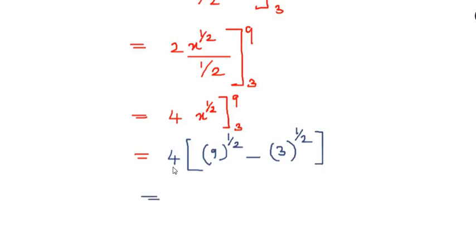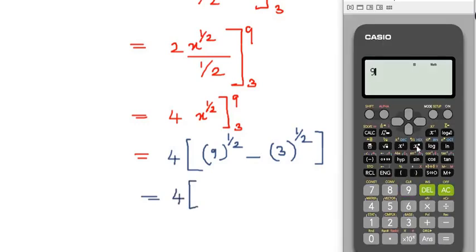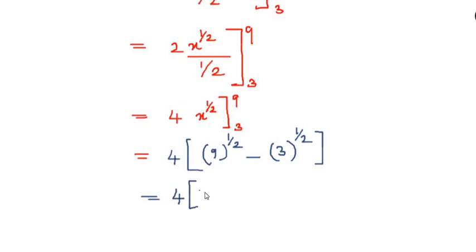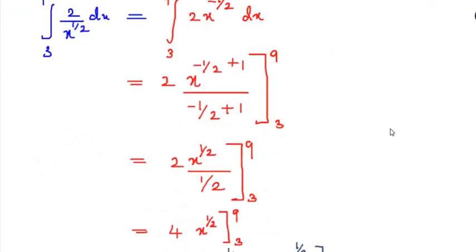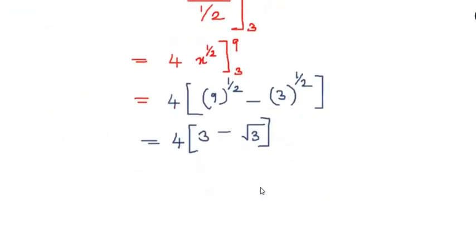So let us see what we will get. We'll keep the 4 the same way, and let us check for 9 what we get. 9 to the power of half, we get it as 3, minus 3 to the power of half is nothing but square root of 3. Remember, do not write this in decimals because they want the answer to be in the form of a surd, x plus y root 3. That is why we are not changing the answers to decimals here.